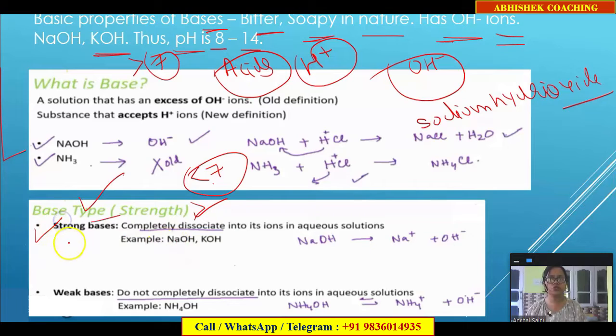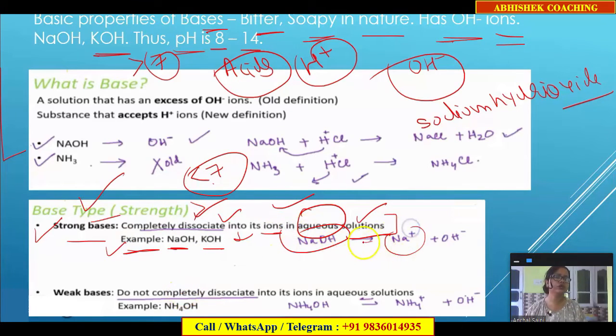So, first is the strong base. Strong base, as the name itself indicates, completely dissociates. As they are strong, that means they will completely dissociate into their ions in the aqueous solution. They are called your strong bases. Example, NaOH, KOH. Okay, so NaOH on dissociation will give you Na positive plus OH negative. So as I have already mentioned that bases have OH negative ion. So here you can also see there is OH negative ion there.